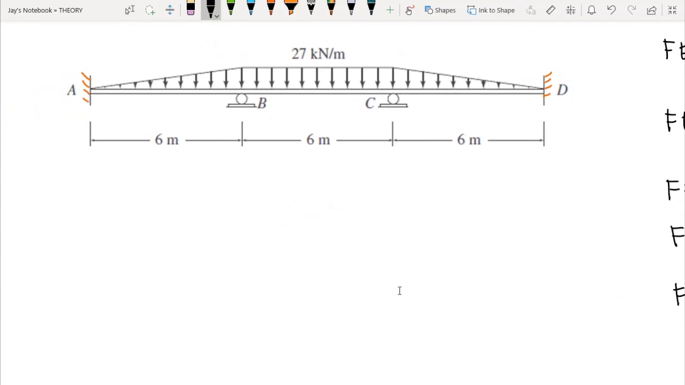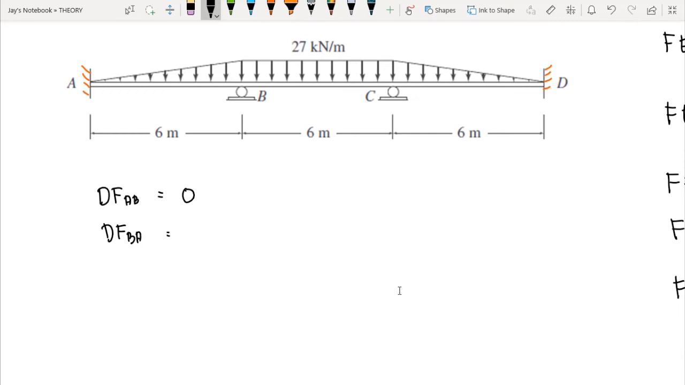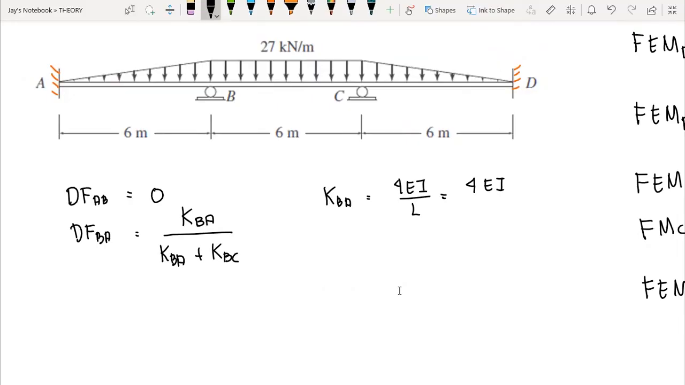And then we compute the distribution factors by first computing the member stiffness. For the distribution factor AB, our support A is a fixed support. That means we have DF equals 0. But for DF BA, we still have to compute KBA because we use this formula, KBA over KBA plus KBC. Our KBA here is equal to 4EI over L. Our EI here is constant. That means we have the same flexural rigidity all throughout the continuous beam. L here is 6. That means we have 2EI over 3.